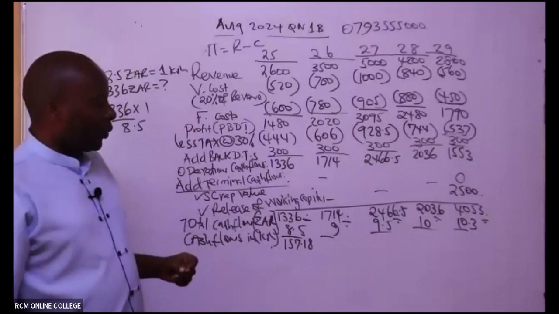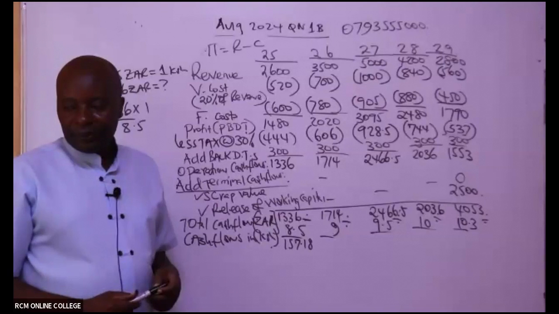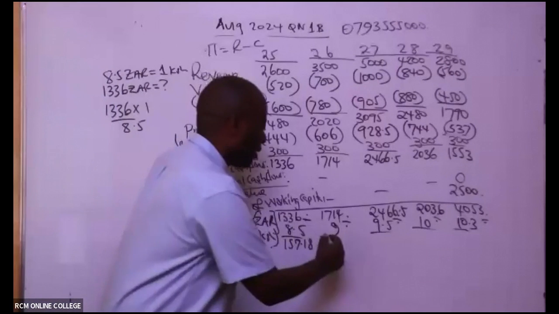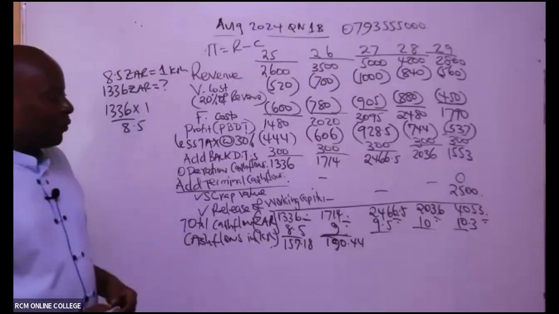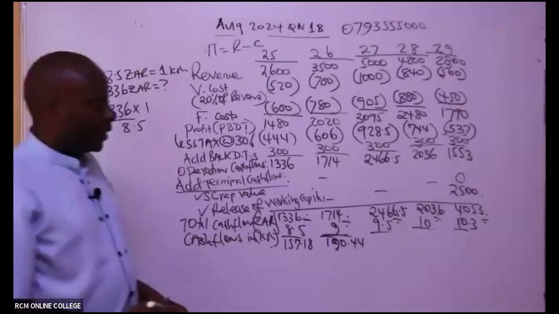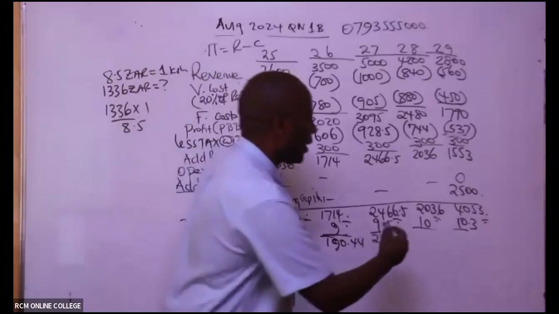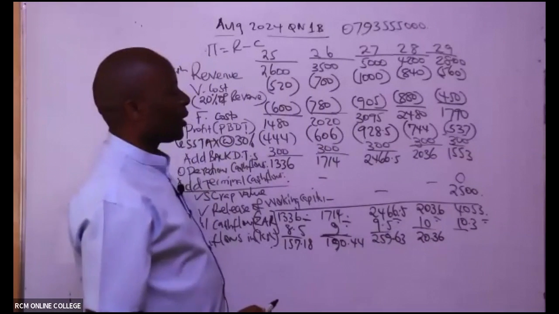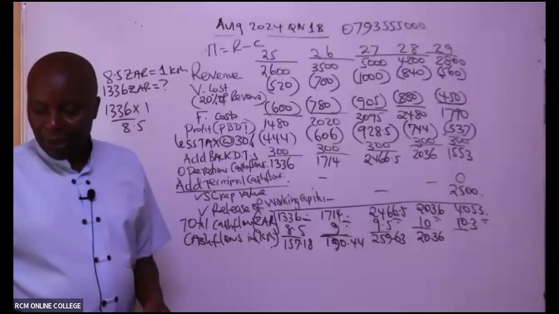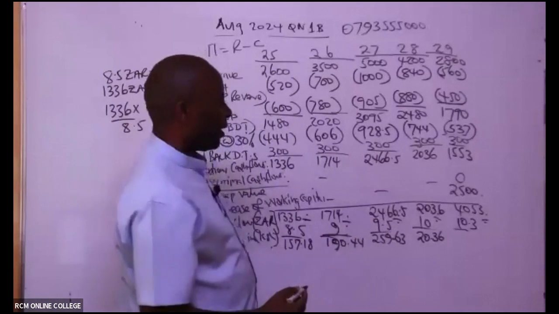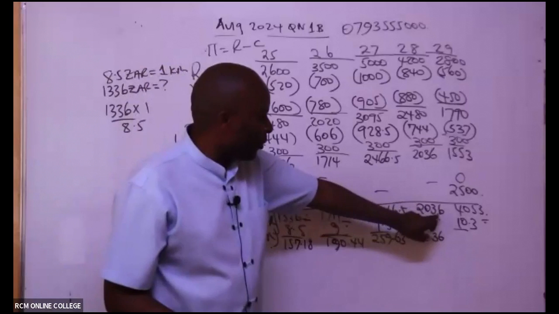Take 1714 divided by 9. What are we getting there? And then we have 2466.5 divided by 9.5, which gives us 259.63. And then this is very easy. If I divide, this is 20.36. And then lastly, we have 4053 divided by 10.3, which gives us 203. There's no decimal here. Sorry, it's supposed to be 203.6.